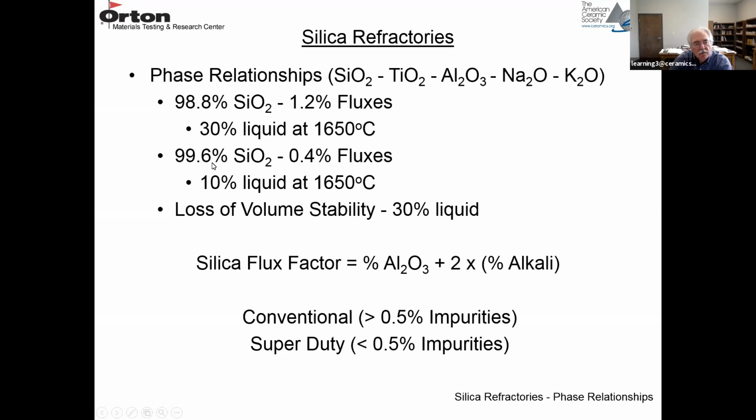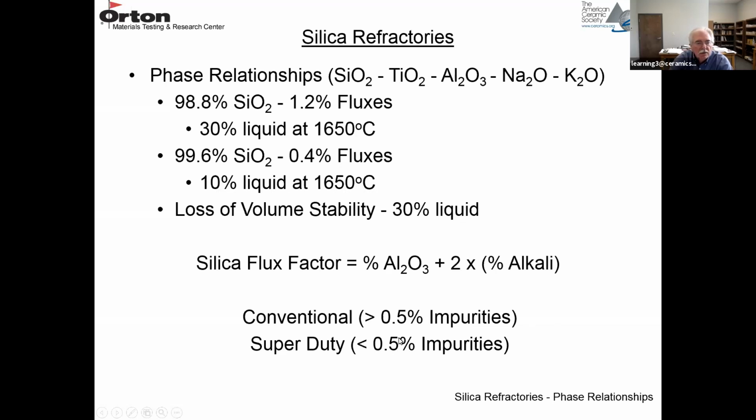If you're at 99.6% silica and the fluxes, the combination of these fluxes, is 0.4%, you'll only have 10% liquid at 1650 degrees C. So as soon as you reach 30% volume of liquid, you're unstable.